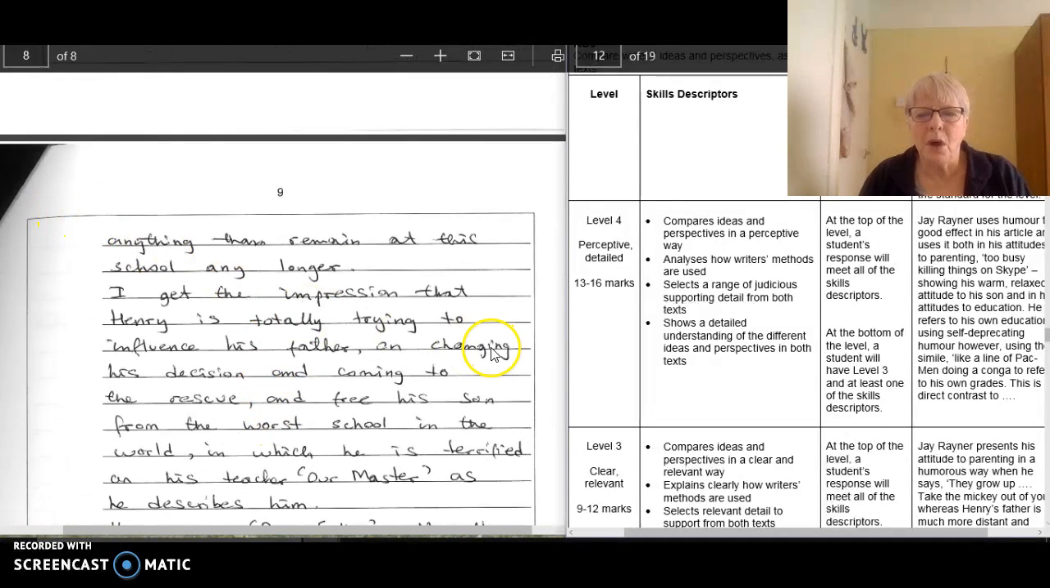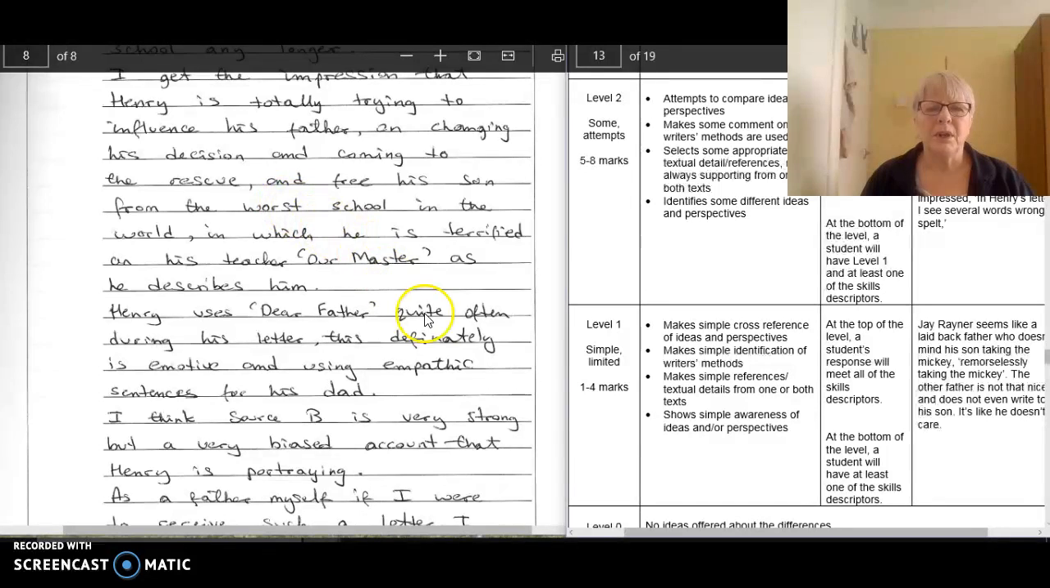So if we have a look at the mark scheme, because you've used the wrong source document, you're going to be limited to a level 1. Because the first bullet point is make simple cross-reference of ideas and perspectives, and whilst you've done that, you've used the wrong letter, so you can't gain any marks for that. Make simple identification of writers' methods. Well, as I said, you did mention the rhetorical question, so we can class that as we've covered that bullet point because it's simple identification of writers' methods.